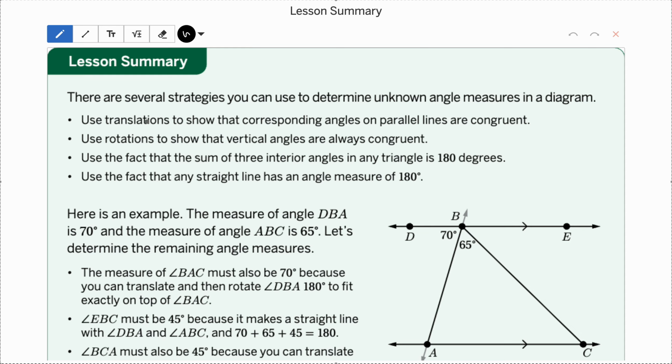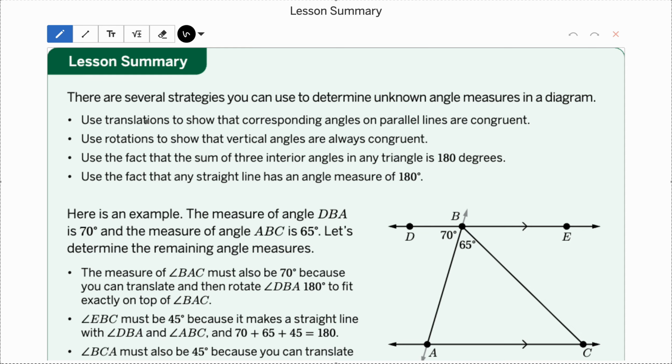Okay, so we know that that's 70 degrees. We can find then angle ACB right here by knowing that 65 plus 70 plus something is 180. Okay, so then EBC, this one right here, is also 45 degrees because we know this is a supplementary angle right here.